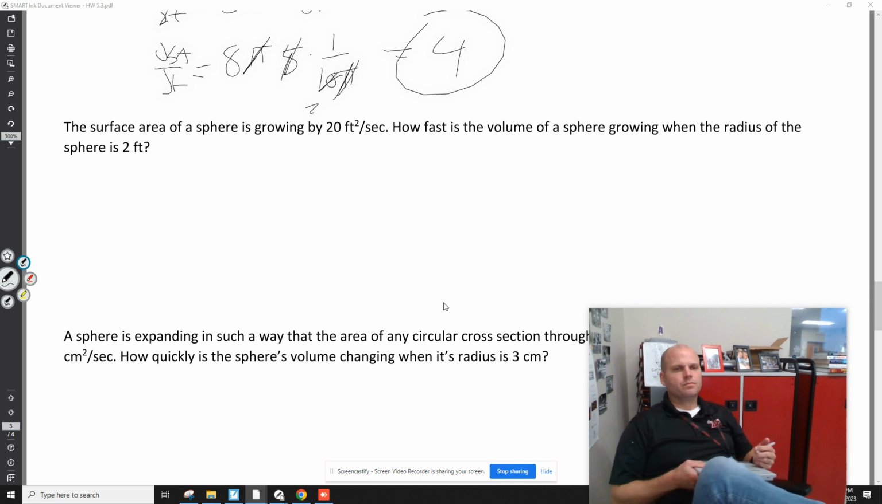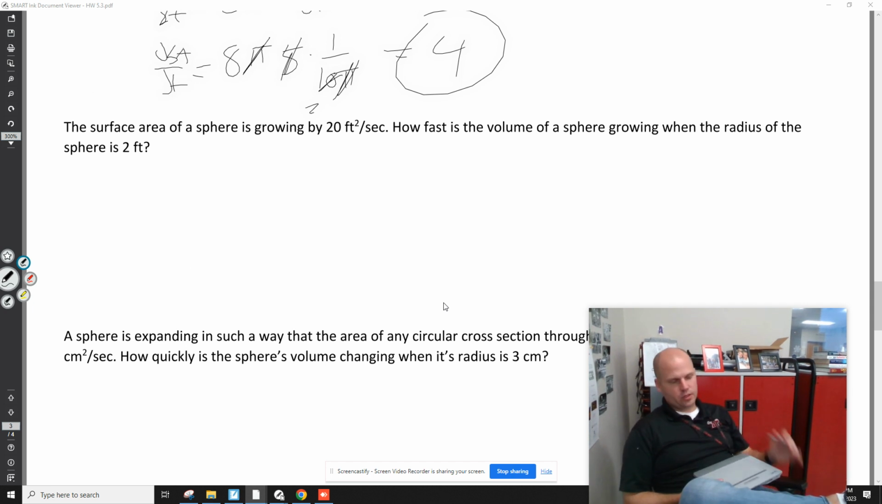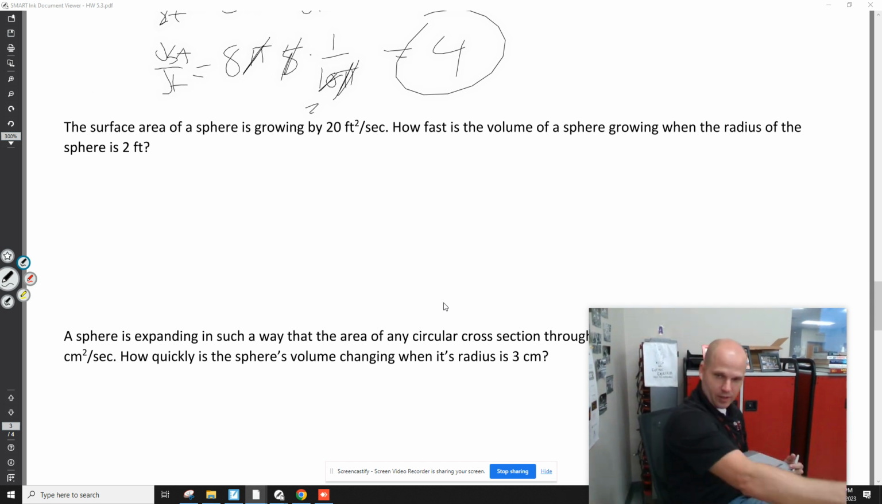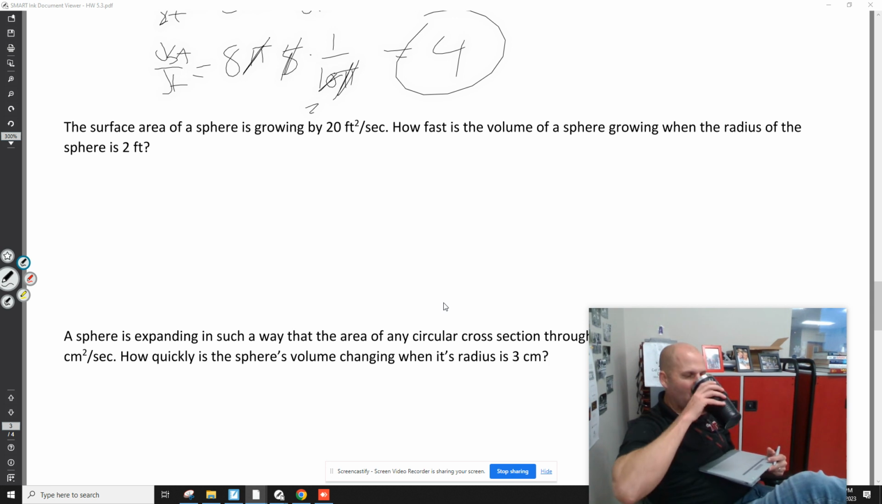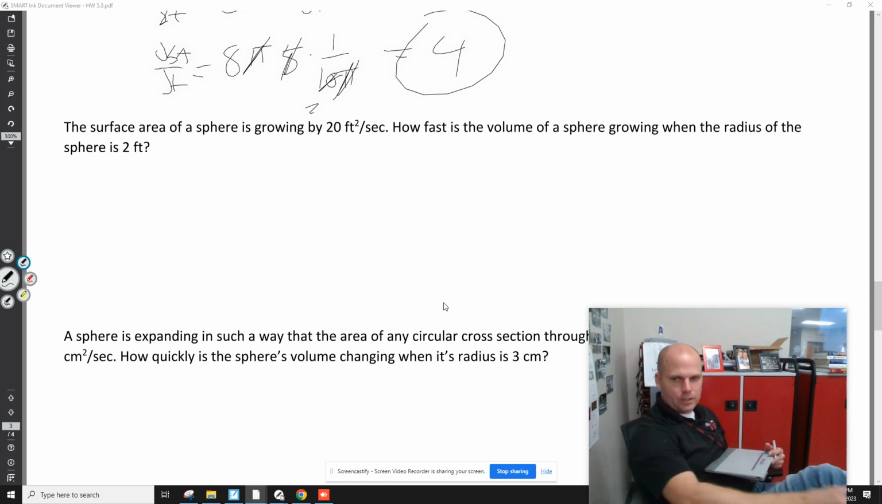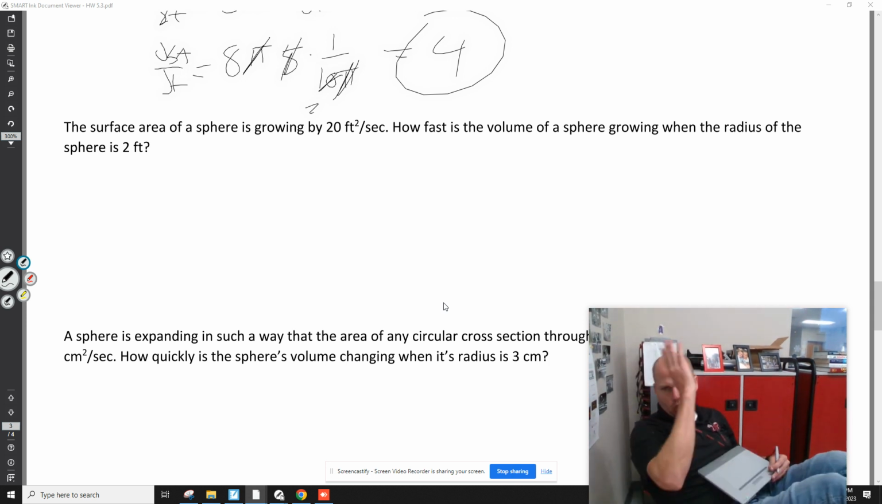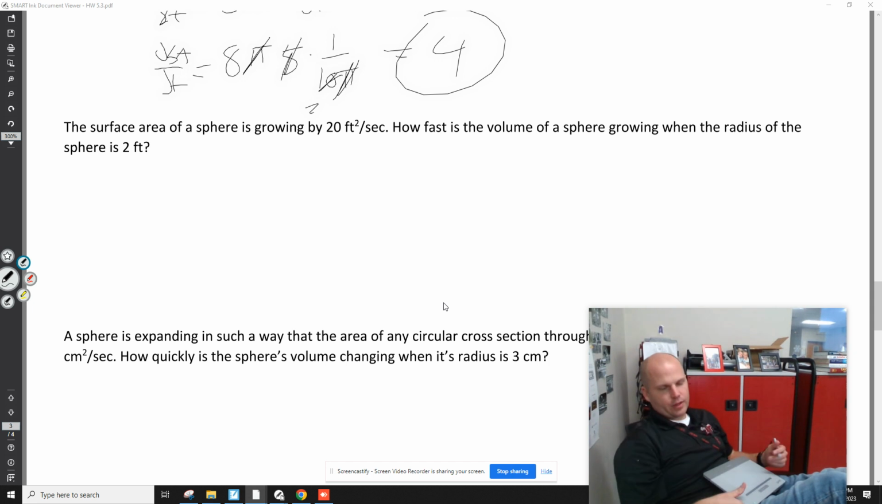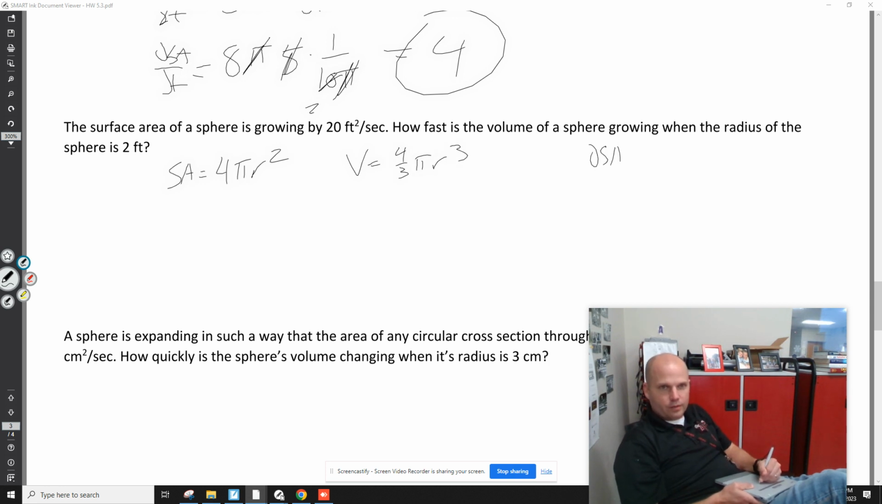All right. You will be given the equations, all the equations you need. I'm tired of fighting with people over equations. So you will be given circles, spheres. I'll give you everything. I shouldn't give you rectangles and squares, but whatever. Surface area of a sphere is 4 pi r squared. You'll be given that. Volume of a sphere is 4/3 pi r cubed. You'll be given that. Surface area is growing by 20 square feet per second.